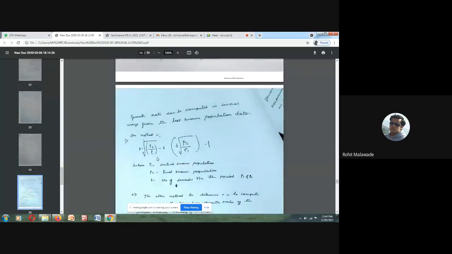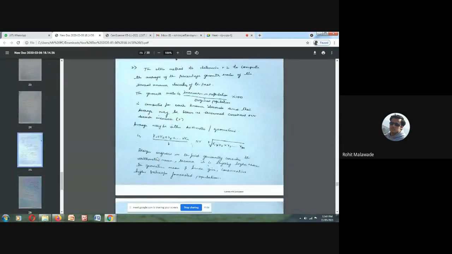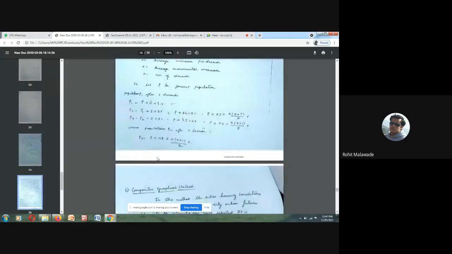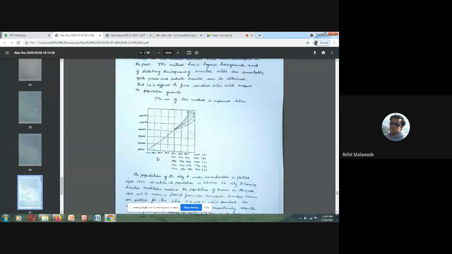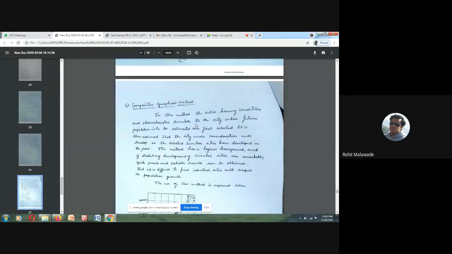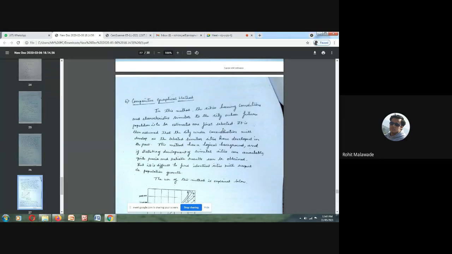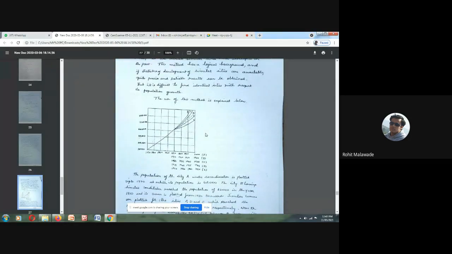Geometric increase method is over, and then incremental increase is over. Then we have seen the decrease growth rate method. Now we will see the comparative graphical method, just for understanding. We will be seeing what the comparative graph method, or the graphical extension method, is.